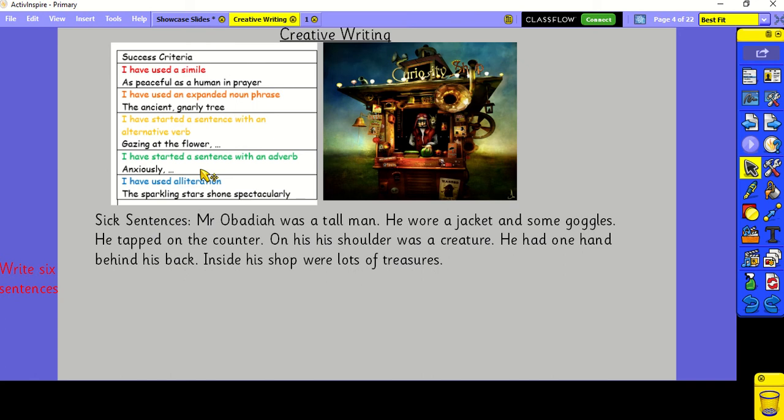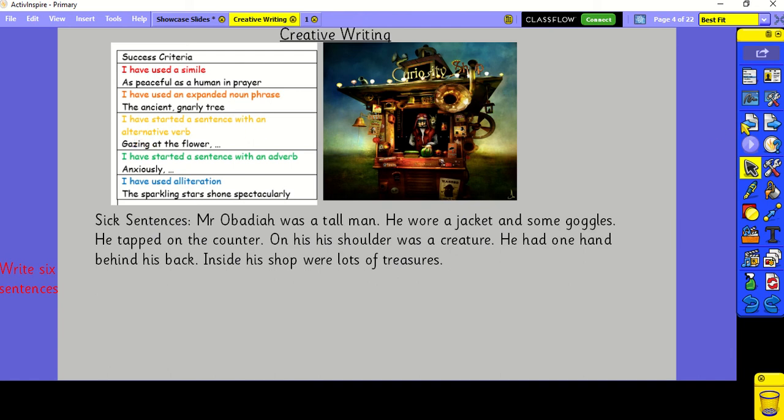Next success criteria. I have started a sentence with an adverb. Anxiously, comma. Okay, anxiously means the same as nervously. And finally, I have used alliteration. The sparkling stars shone spectacularly. I have an s in sparkling, an s in stars, and an s in spectacularly. So this is alliteration. We have the same success criteria in all of the next 4 lessons. So if you don't use one of these this time, that's okay. You can think about using it the next time.